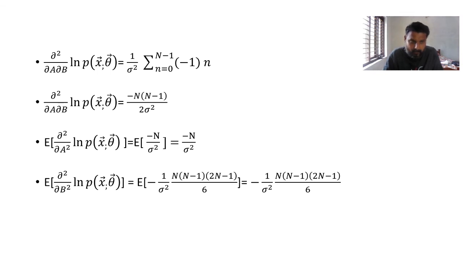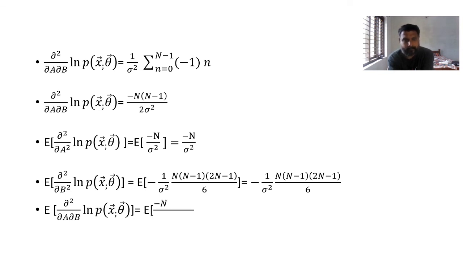Next is expectation of ∂²/∂a∂b ln p(x;θ), which is the expectation of minus N(N minus 1) by 2σ², which is nothing but minus N(N minus 1) by 2σ².